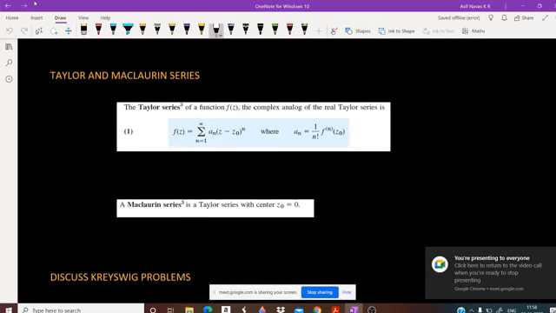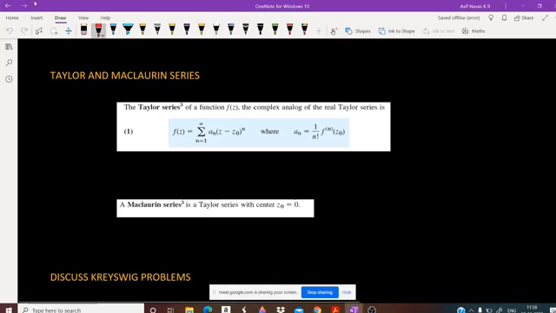The Taylor series of a function f of z, that means if f of z is analytic, that is one more condition, then the Taylor series of a function f of z, which is an analog of Taylor series in real. That means we already studied Taylor series in calculus. So similar. So f of z is sigma n equal to 0 to infinity a n into z minus z naught whole power n, where a n is f nth derivative of z naught divided by n factorial.